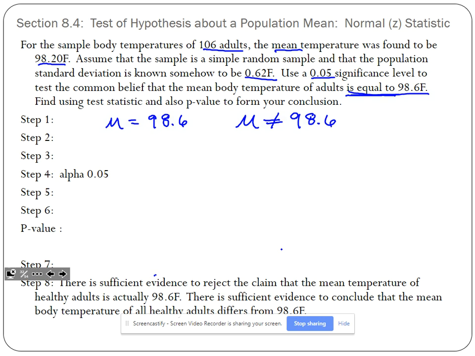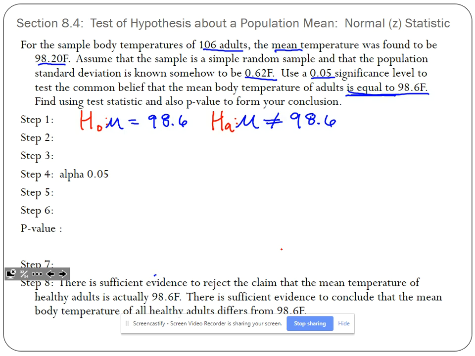So now you have to determine which is your null hypothesis and which is your alternative hypothesis. Now remember, the null hypothesis always has the equality in it. So our null hypothesis is going to be the claim, because it has the equal sign, and our alternative hypothesis is going to be that the mean is not equal to 98.6.